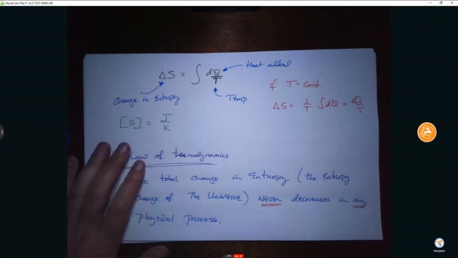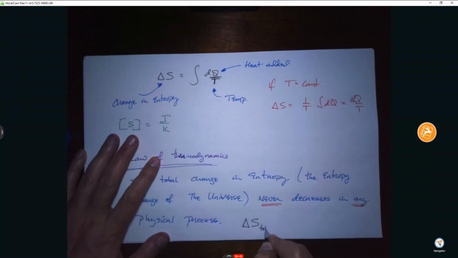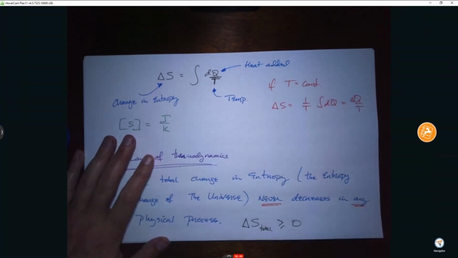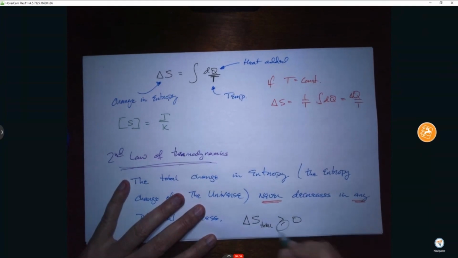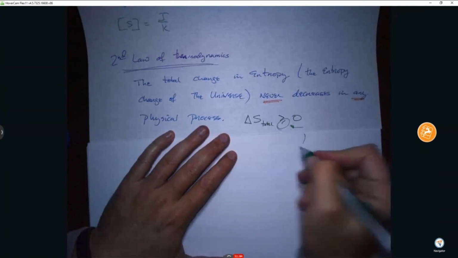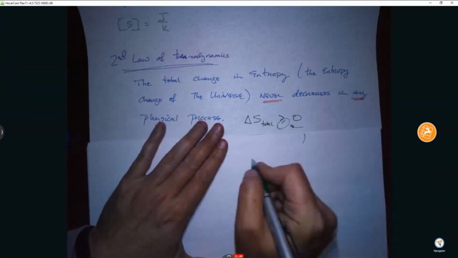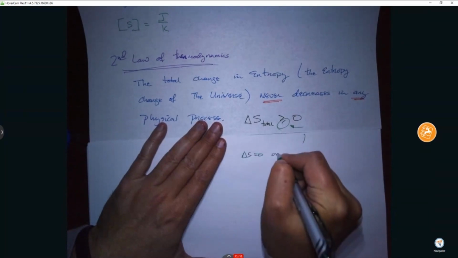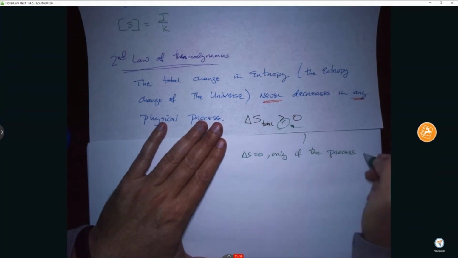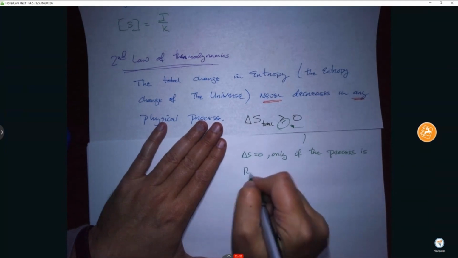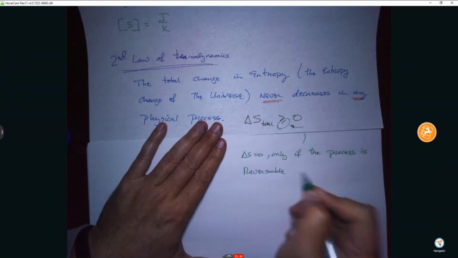And so the way that they will write this is that delta S total is always greater than or equal to 0, and it's equal to 0 only if the process is reversible.